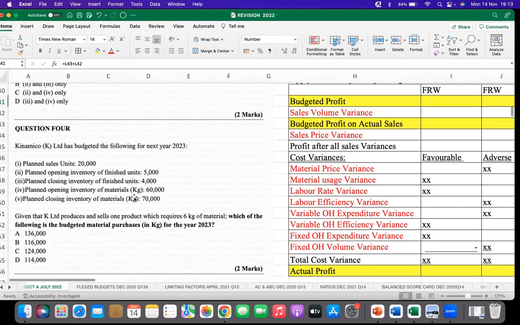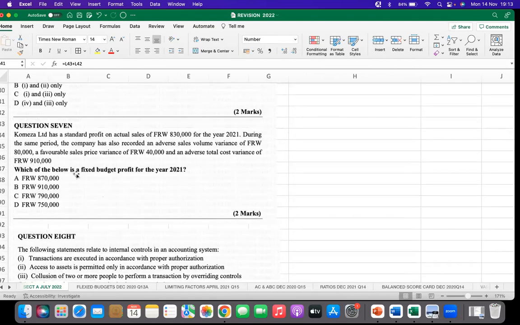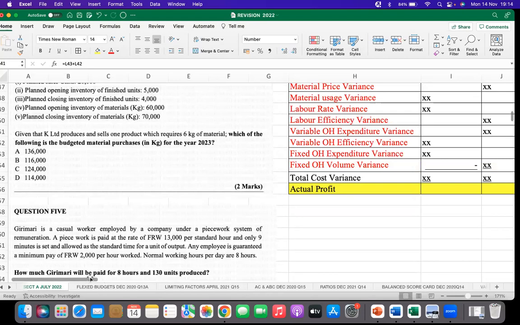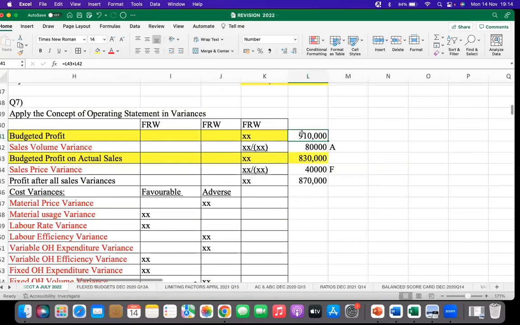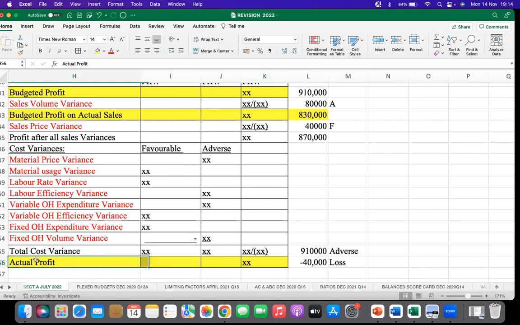So what has the question asked you? Which of the below is a fixed budgeted profit? Budgeted profit. Which one have we been asked, the top one or the bottom one? Can somebody unmute and answer me? I have asked the bottom. What is bottom? What do you read here?